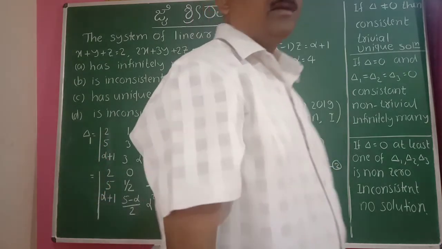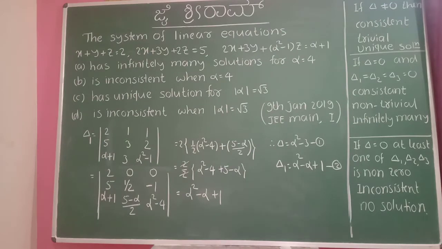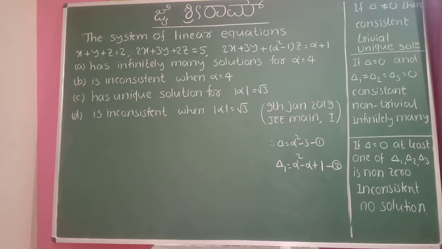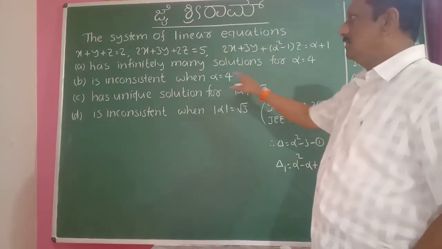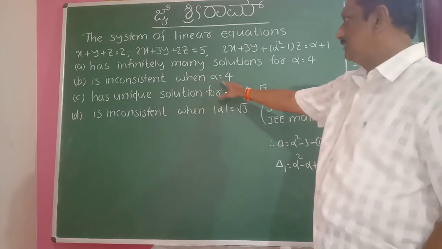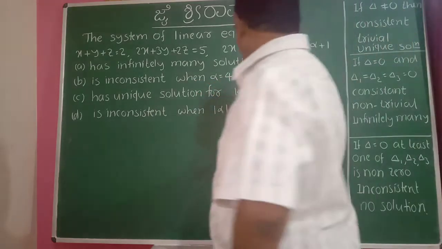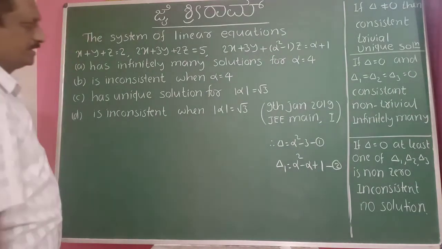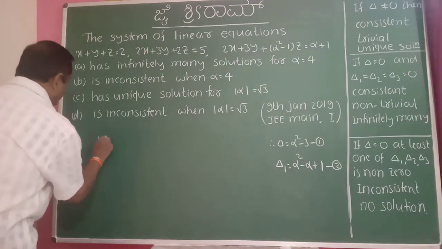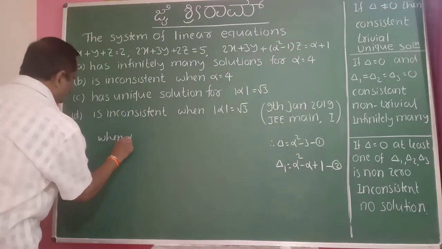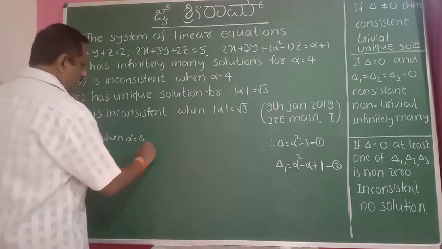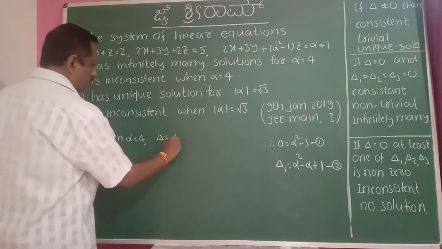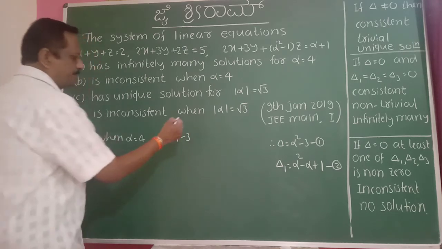Take equation number 2 here. There are 4 options. The first option says it has infinitely many solutions for alpha equal to 4. The second option says it is inconsistent when alpha is equal to 4. Now try alpha equal to 4, substitute in equation 1. When alpha is equal to 4, delta is equal to 4 square minus 3.